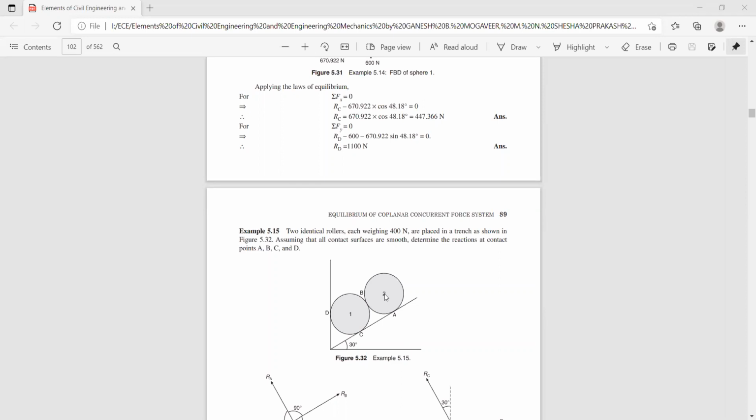This is 30 degree. For sphere 1, you have RD like this, and you have a reaction force RC like this, and you have a reaction force RB like this. And the weight of this sphere acts vertically downwards because it weighs about 400 Newton. So the free body diagram of sphere 1 is okay. I will continue this problem in the next class. Anyway, guys, you take down this problem and try to draw the corresponding free body diagram.